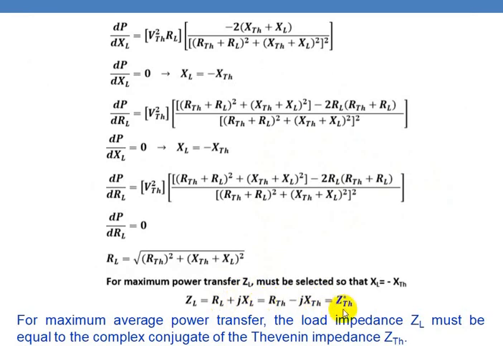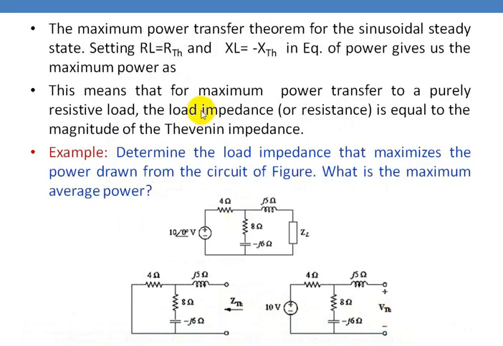So this we call the complex conjugate of the Thevenin impedance. So for the maximum average power to be transferred from the source circuit to the load impedance ZL, the load impedance must be equal to the complex conjugate of the Thevenin impedance. So RL should be made equal to RTH and XL should be made equal to minus XTH. This means that for maximum power transfer to a purely resistive load, the load resistance is equal to the magnitude of the Thevenin impedance.